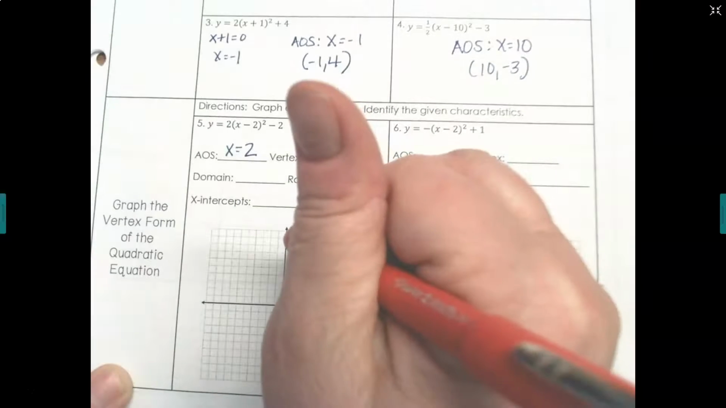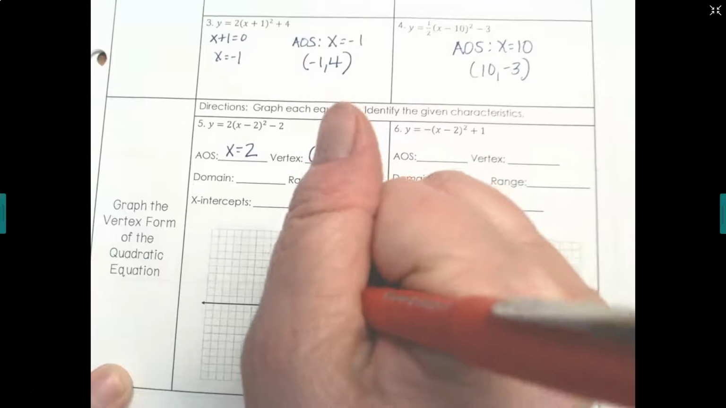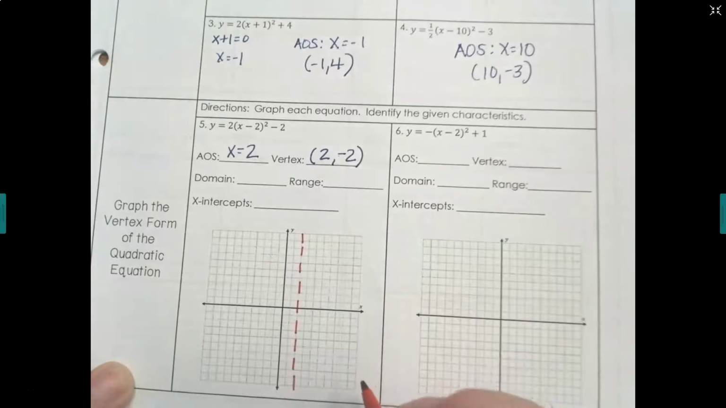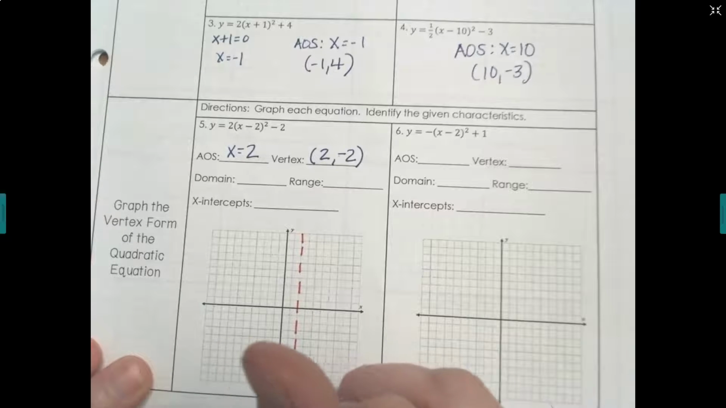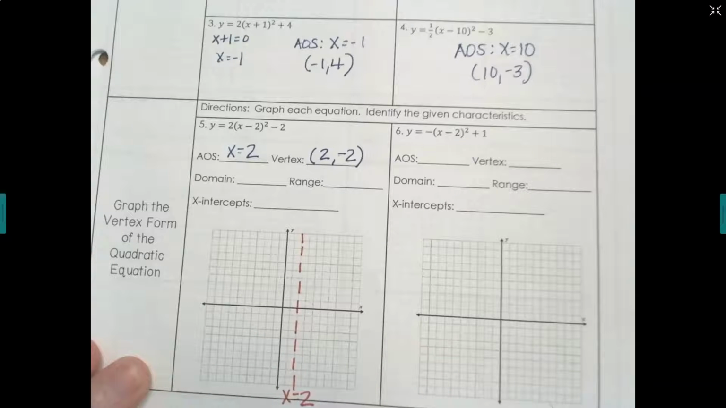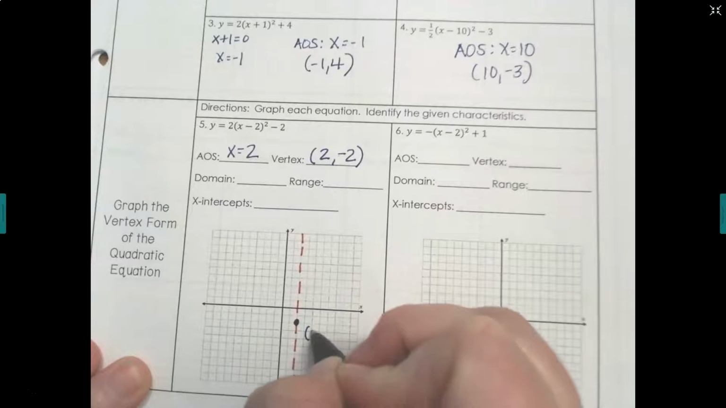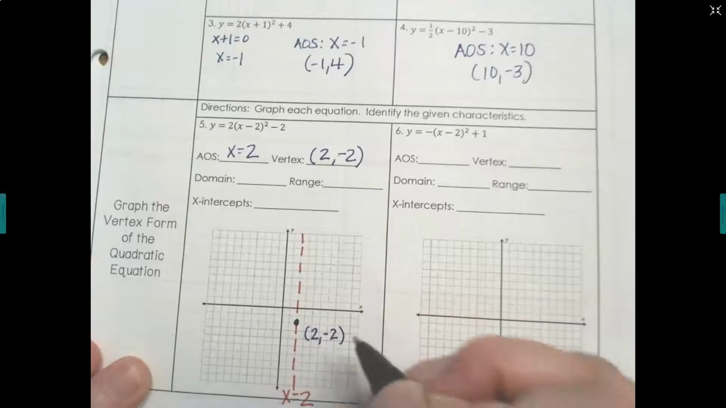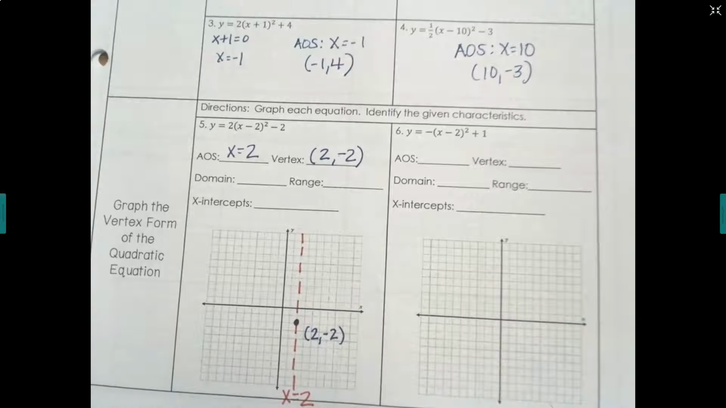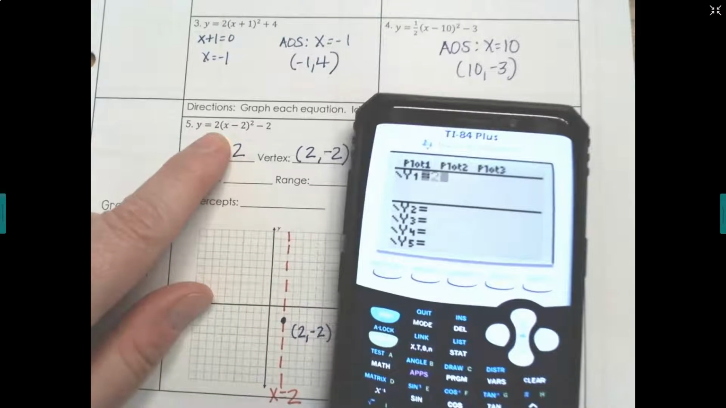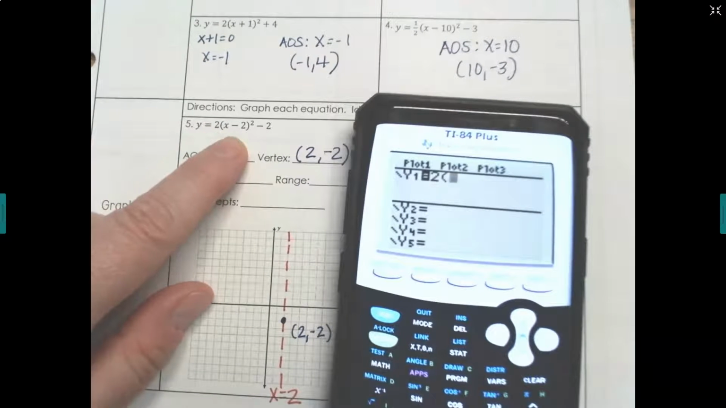So I have x equals 2. I'm going to go ahead and put my axis of symmetry in here. I like to see it when I'm graphing so I know where my graph is centering. So that's x equals 2. I know my vertex is at 2, negative 2. I always like to label that. So now let's go into our calculator and we can put it in just like we see. We see parentheses, x minus 2.